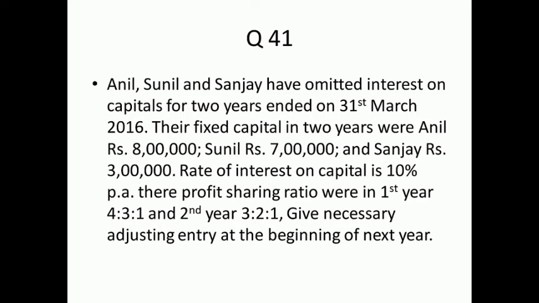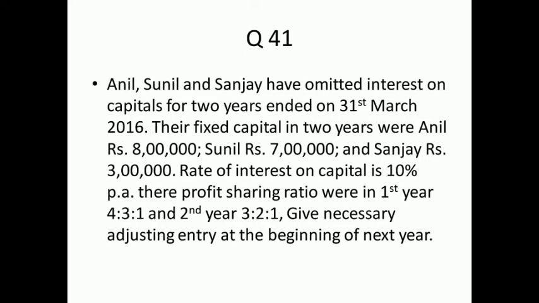So we have to make an adjusting journal entry at the beginning of the next year. In this question, the interest on capital is omitted for the last 2 years, which means interest on capital is not given to the partners. So we have to rectify this transaction. There is also a profit sharing ratio mistake, so their profit sharing ratio in the two different years is changed. In the first year it is 4 is to 3 is to 1, and in the second year it is 3 is to 2 is to 1.